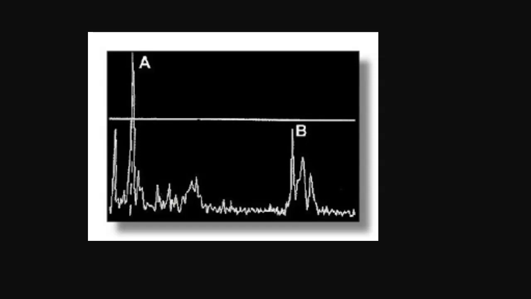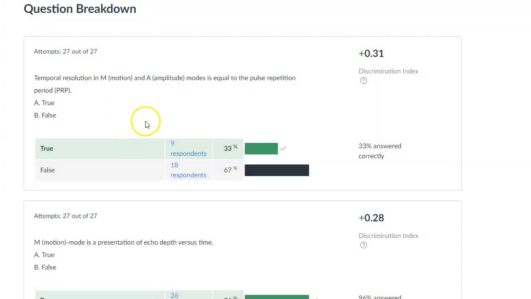Since the temporal resolution is also equal to the time it takes to make one scan line, then it is equal to the pulse repetition period. So that means this question is true. When we look at a B mode image, it's the pulse repetition period times the number of pulses per frame that is the temporal resolution.